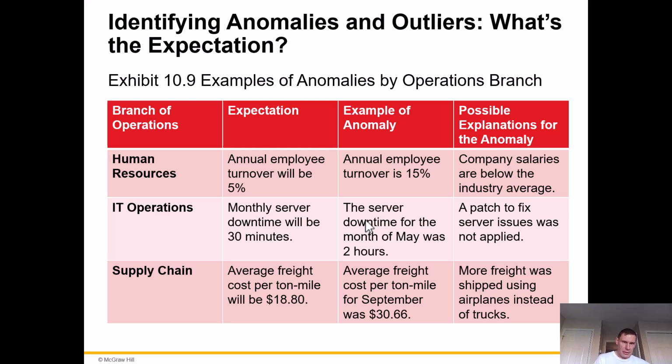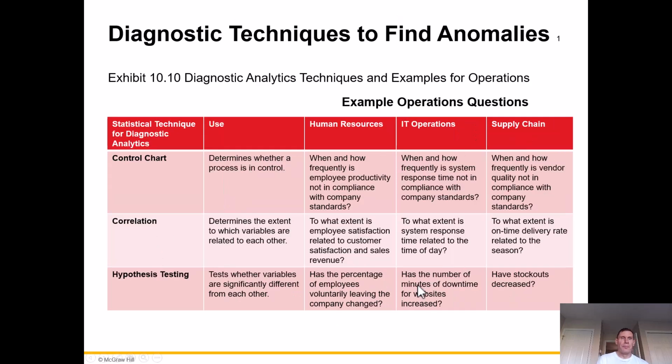IT operations, the expectation might be that monthly server downtime will be 30 minutes, but the server downtime for the month of May was 2 hours. So a patch to fix server issues was not applied. That could be an explanation. And then for supply chain, the average freight cost per ton mile will be $18.80, but the average freight cost per ton mile for September was significantly higher at $30.66. So the possible explanation for the anomaly could be that more freight was shipped using airplanes instead of trucks.